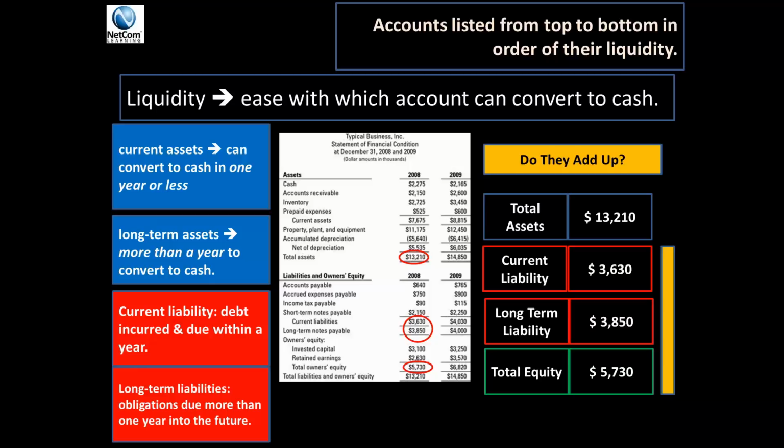So here we're looking at another balance sheet, and the total assets of our balance sheet is $13,210. Now, in this example, we have segmented current liabilities and long-term liabilities, and we have total equity. So the total asset is $13,210, we see on the top, and if we add up $3,630, the current liability, plus $3,850, the long-term liability, plus our total equity recorded at $5,730, we will see that it balances out, hence the name, the balance sheet.